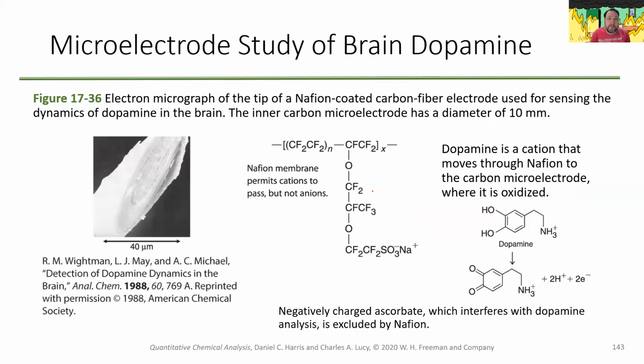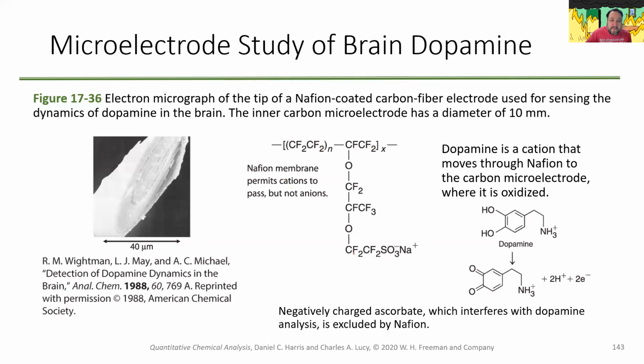You can use it to study brain dopamine. Dopamine is going to be electrochemically active. You can sense dopamine; it's got an E1/2 to it. The electron micrograph here is a tip of a naphthalene-coated carbon fiber electrode for sensing dopamine in the brain. The inner carbon microelectrode has a diameter of 10 millimeters. I think they meant nanometers, but yeah.